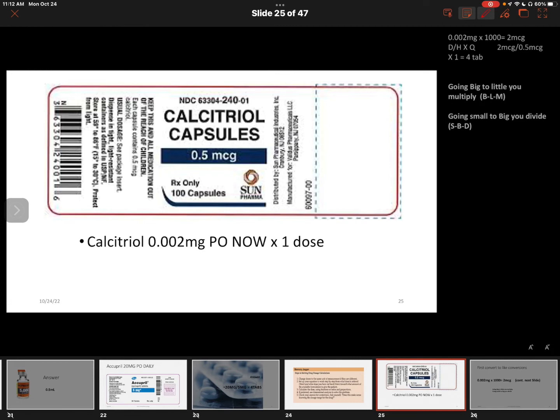Here's a problem for you. We have calcitriol 0.002 milligrams, PO now times 1 dose. That's the order. Now, what we have on hand is the calcitriol capsules, 0.5 micrograms. So milligrams does not match the micrograms. Milligrams are bigger than micrograms.